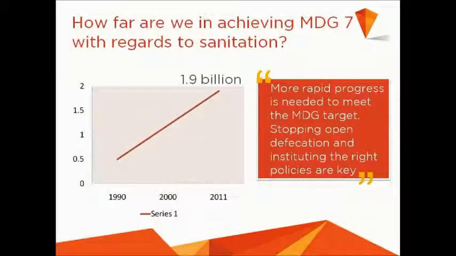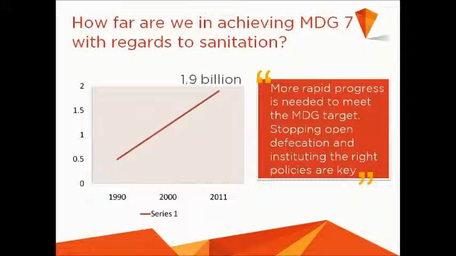So how far are we in meeting MDG number 7 to halve the proportion of people without access to basic sanitation by 2015? This is what their last report showed. Gains in sanitation are impressive, but not good enough. From 1990 to 2011, 1.9 billion people gained access to a latrine, flush toilet, or other improved sanitation facility.